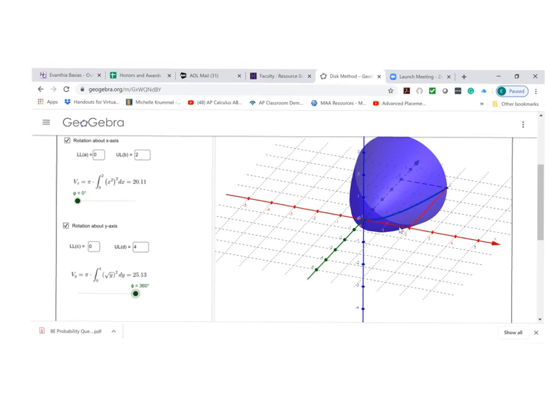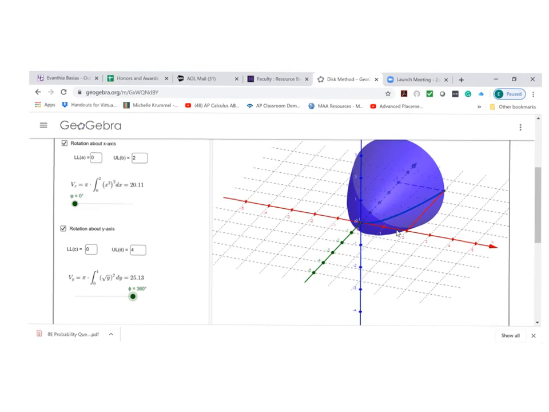Please note that the answers obtained here and here use the approximation for pi to get that decimal answer, but they are equivalent to the answers that we got beforehand. Okay, so that takes care of volumes of solids of revolution using the disk method.